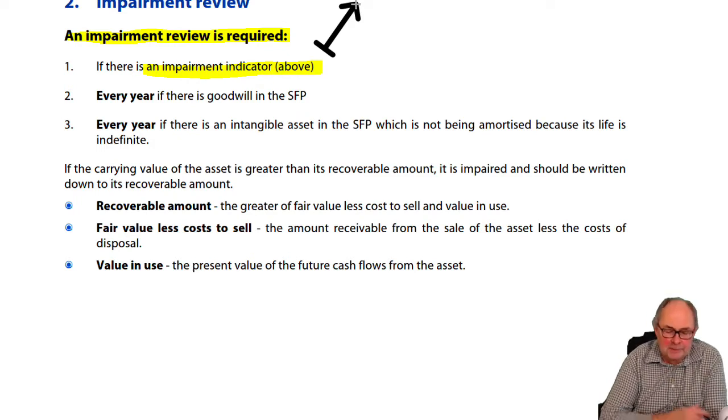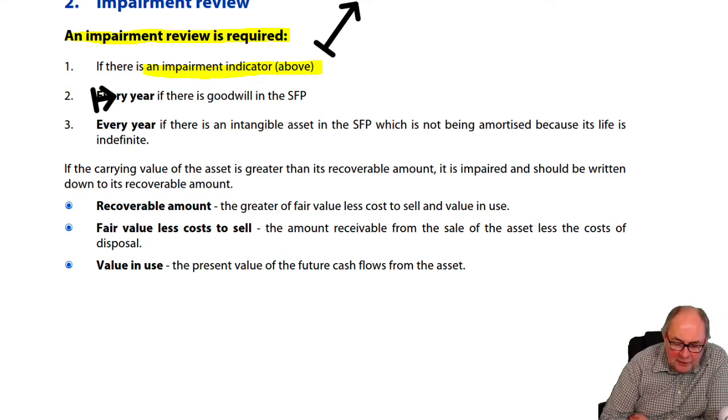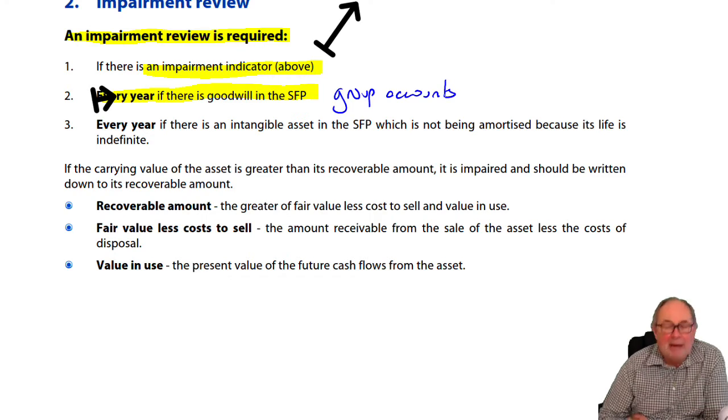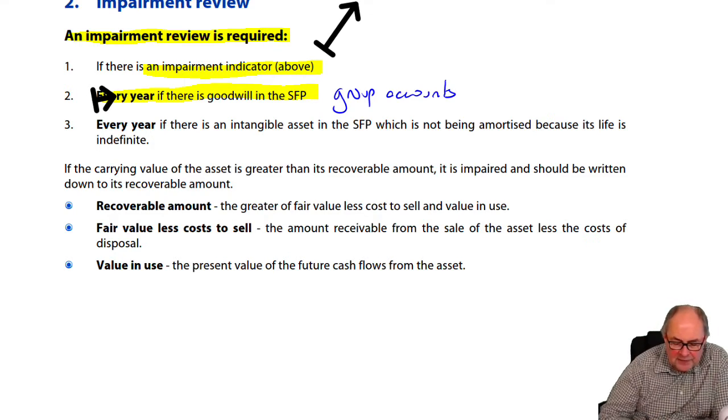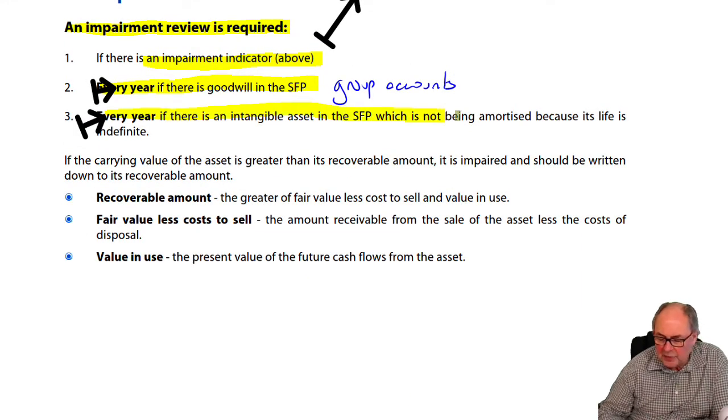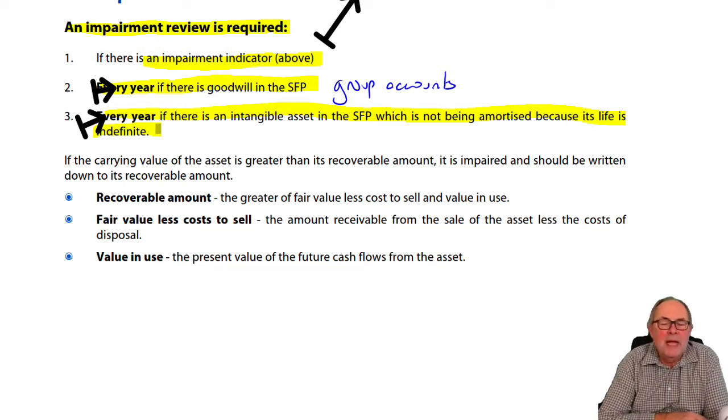The second and third points are important though. You have to do an impairment review again every year in some circumstances. First of all, if you've got goodwill. So in other words, if you're preparing group accounts, goodwill is not amortized in the group accounts, but you must check for impairment every year. In addition, you need to do the impairment review every year if you've got an intangible where you're saying the life is indefinite. Maybe you've got a brand in your balance sheet like Coca-Cola where you can't really say you should amortize over 10 years. So you're not amortizing, but again you need the impairment review.